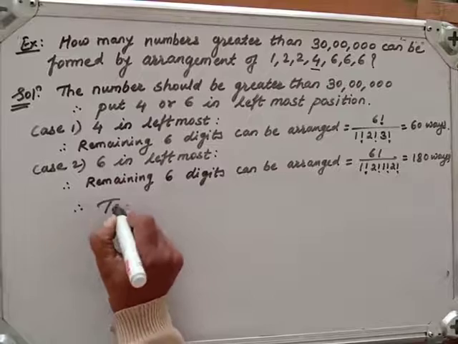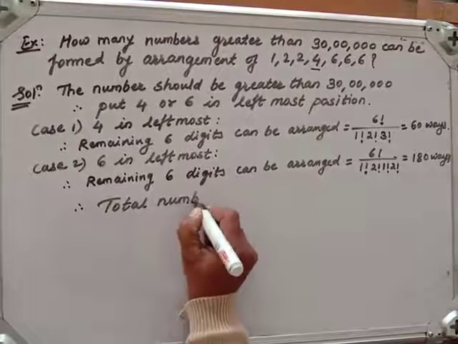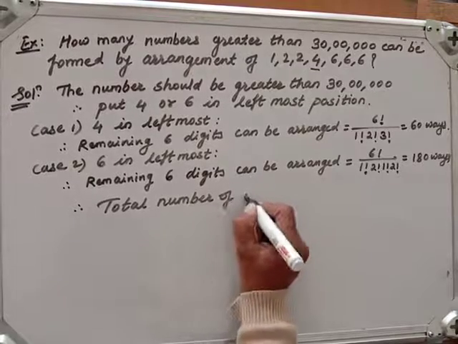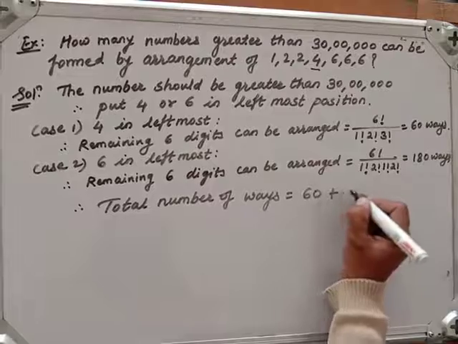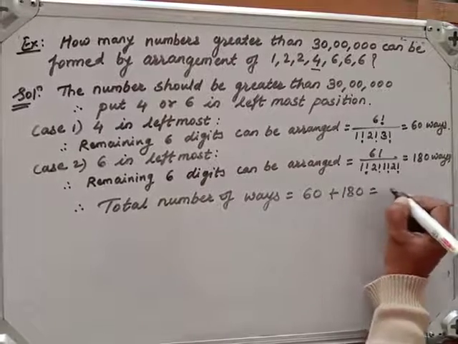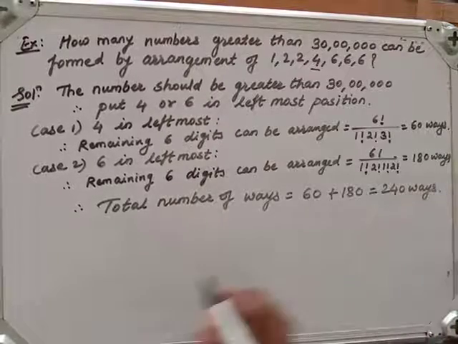Therefore total number of ways are how many? This is addition of this 60 plus 180, so these are how much? 240 ways. Okay.